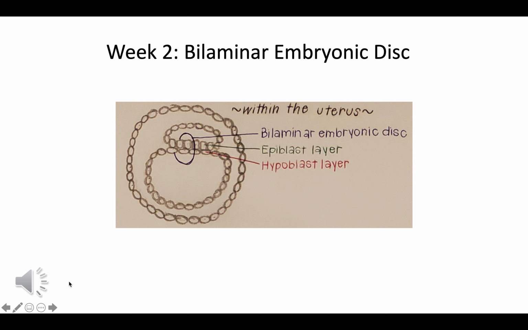During week 2 of embryonic development, the bilaminar embryonic disc develops from the blastocyte and is made up of the superior epiblast layer and the inferior hypoblast layer.